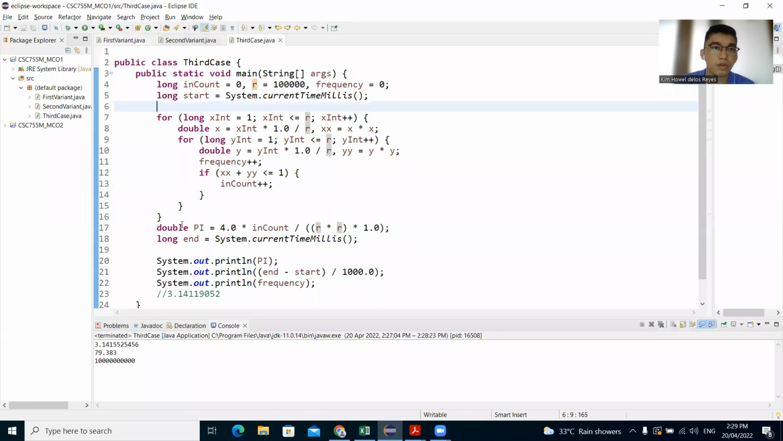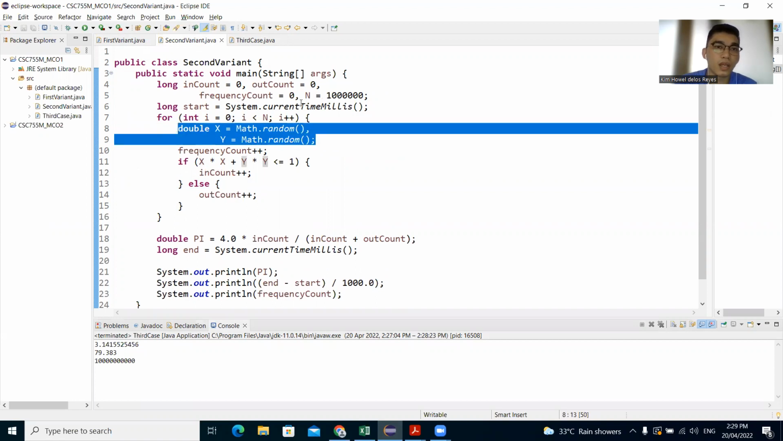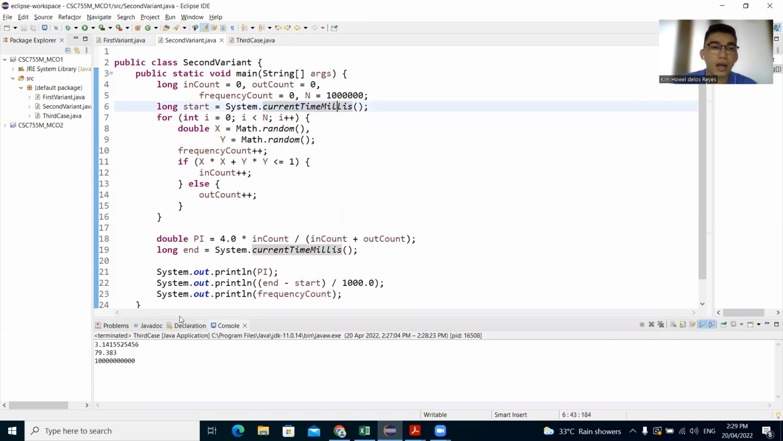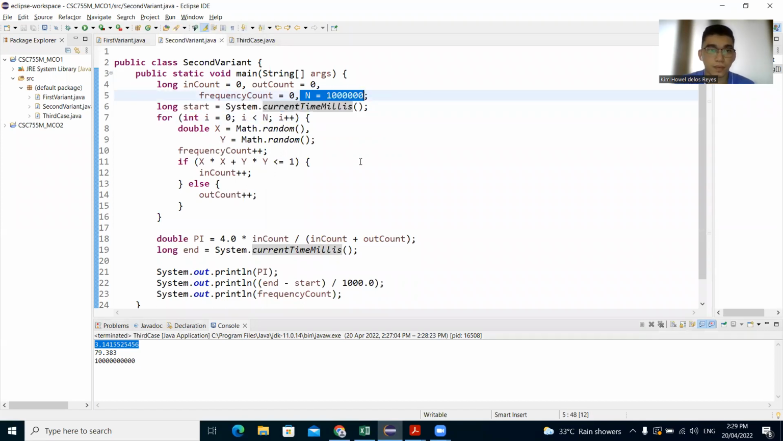The first variant is almost the same as the third variant. The only thing different is the second variant, since the values for x and y there are randomly generated. That's why the value for pi tends to be different between several runs for the same input size. Okay, so again, that's all.